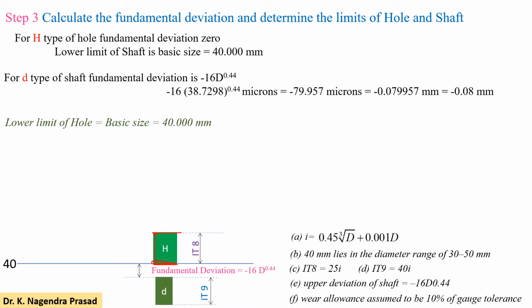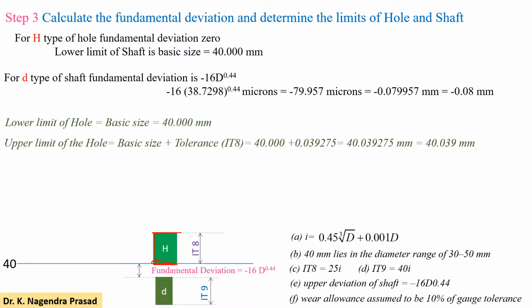The lower limit of the hole is equal to the basic size, that is 40 mm, and the upper limit of the hole will become the basic size plus the tolerance value. The tolerance is IT8, equal to 25i. This value we determined. Then the IT8 value is 0.039275. Then the upper limit of the hole will become 40 plus 0.039275, so nearly 40.039 mm.